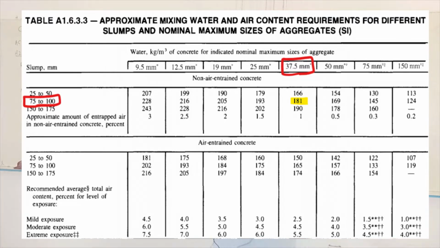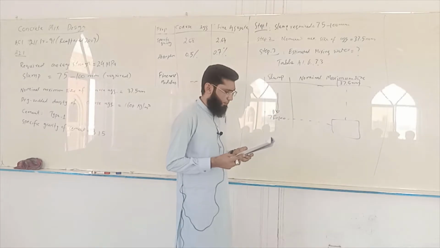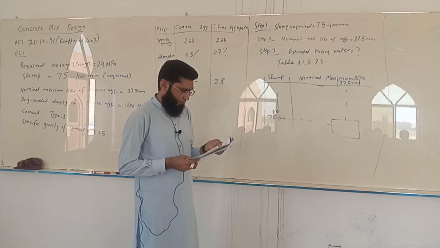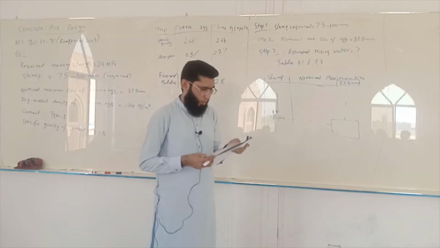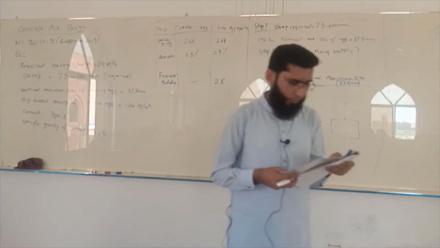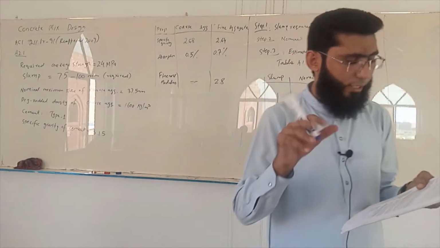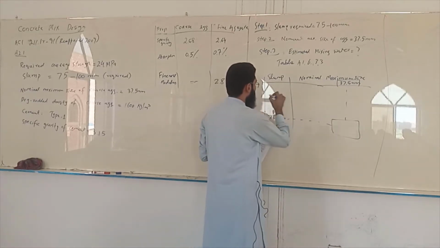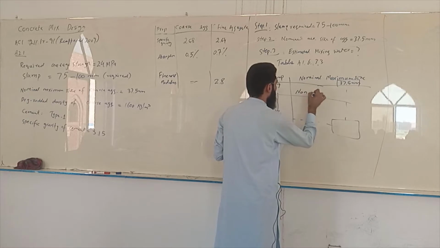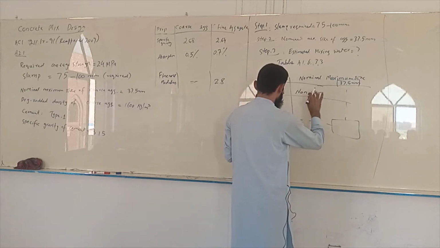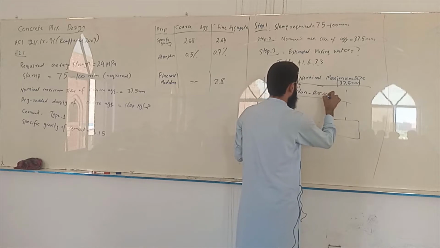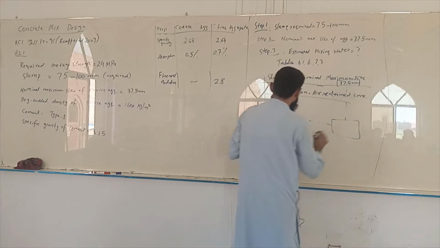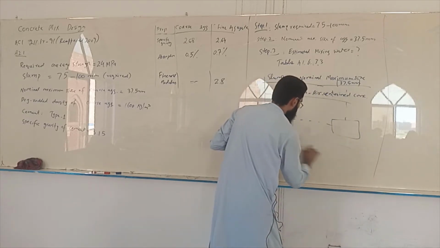So can you please read from the table what should be the estimated mixing water for it? 181. How do you get it 165? Yeah, you have got two sections in the table. Let me clarify. The first one is for the non-air entrained concrete. And the second one is for the air entrained concrete.